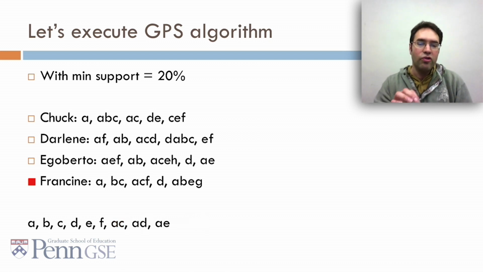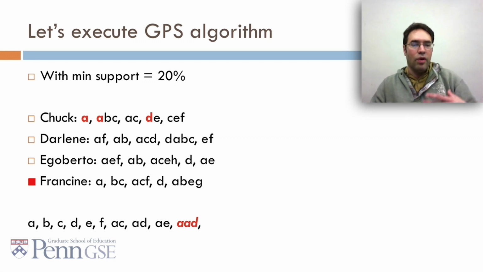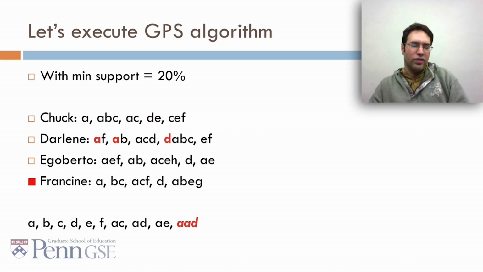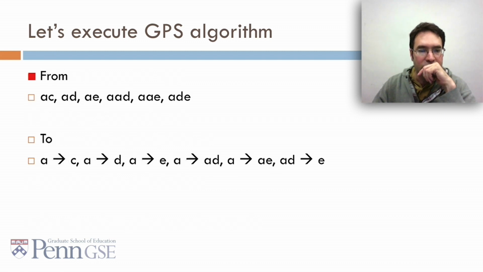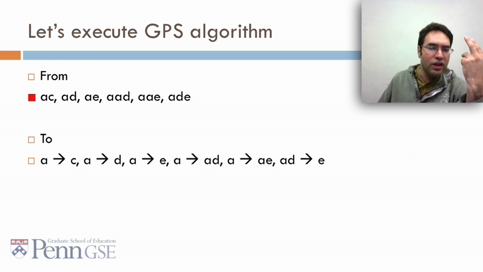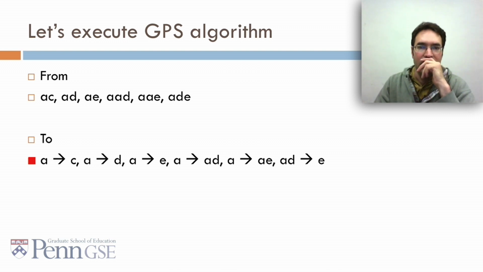What about triplets? We can now try combining AC, AD, and AE with A, B, C, D, and F. And we get AAD. Let's look at AAD. Well, here's an AAD. Here's another one. Here's another one. Here's another one. And so on and so forth. It turns out we also have enough support for AAE and ADE. Now we can go from these things, AC, AD, AE, AAD, AAE, ADE, to create A to C, A to D, A to E, A to AD, A to AE, and AD to A.